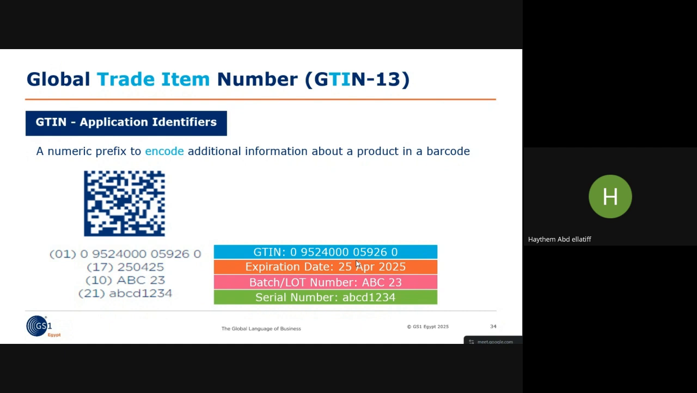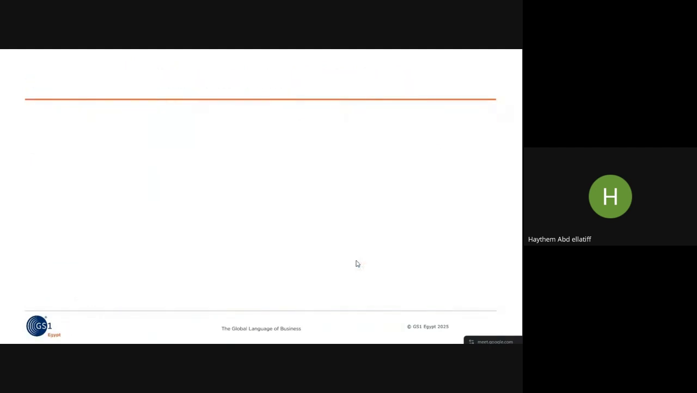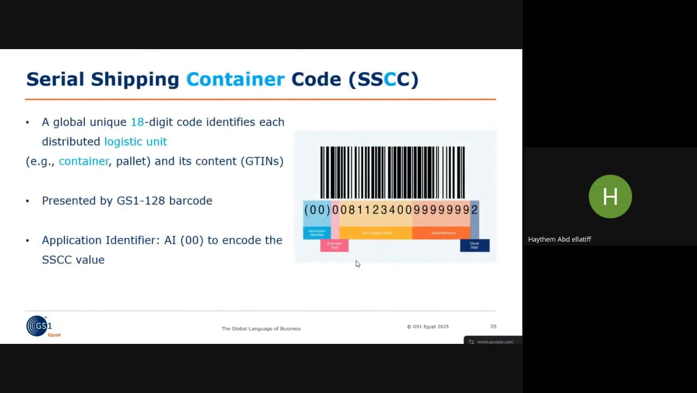And this is what the regulator mainly requires in the 2D data matrix with the GTIN: GTIN, expiry date, batch or lot number, and serial number. And this is the SSCC. The SSCC is used to identify the logistic unit.